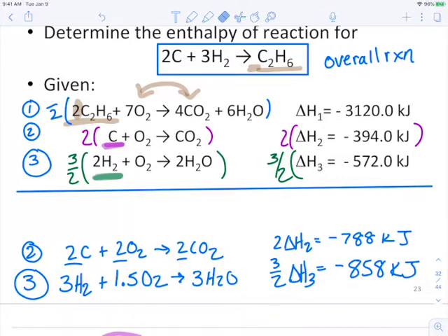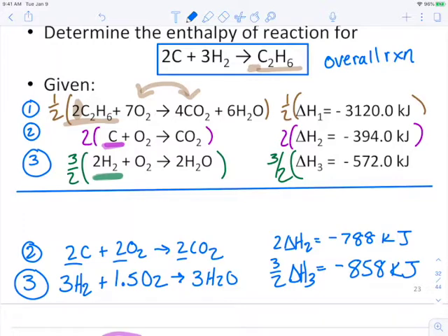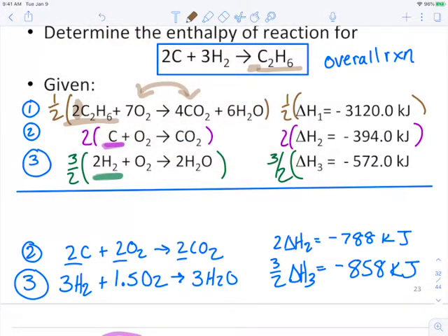And let me get a different color so we can color code a little bit. So the entire thing is going to get multiplied by 1/2, including its delta H value. All right. Oops, and I forgot the delta H value also needs a negative out here because we are going to flip its sign. All right.